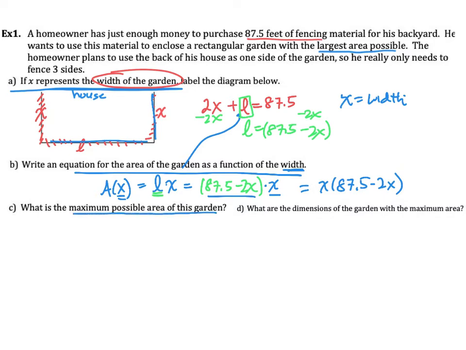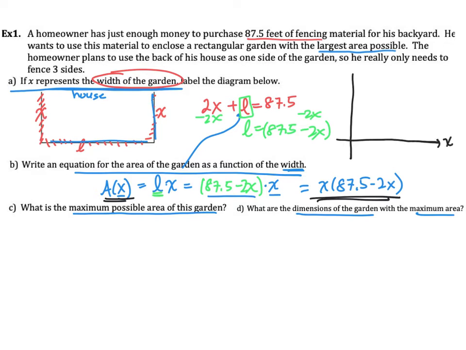And then finally, what are the dimensions of the garden that would create the maximum area? Well, personally, I'm hoping you can look at this function right here, A of x equals this, and I'm hoping you can just think of a graph. So I'm going to sketch the graph up here as much as I possibly can, because I think that's helpful. I'm very visual, so I want to always think about graphically what this means.